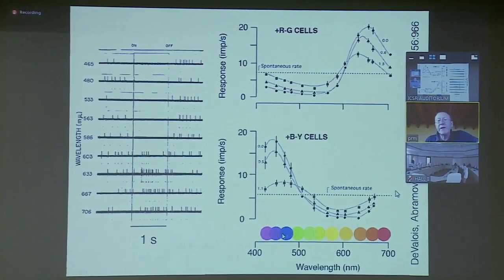So as a function of wavelength, these cells are strongly excited by short wavelengths, and they are inhibited below the spontaneous rate by long wavelengths. A second class of cells, it turns out these cells are all in the parvocellular layers, are excited by medium and long wavelengths of light, and inhibited by short wavelengths of light. Now look carefully at the three families. Each of these graphs shows you three families of curves, and each curve was obtained at a different average illumination.